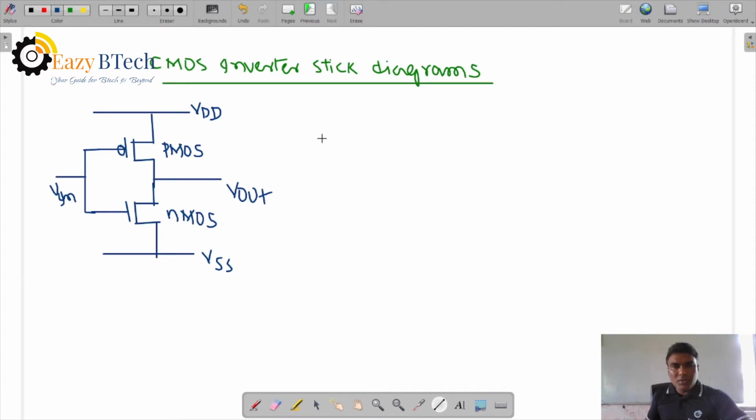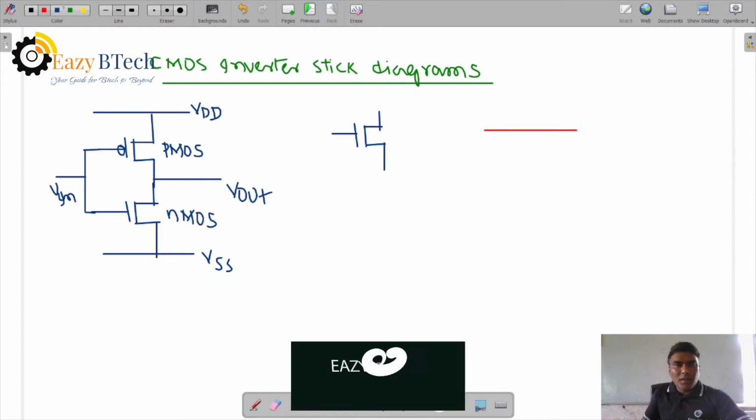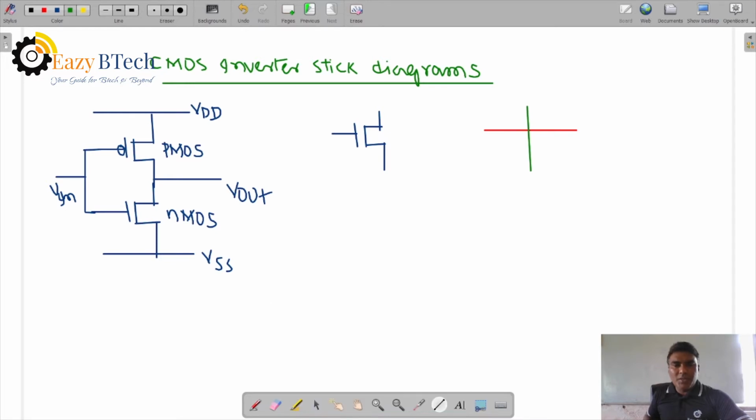First, the NMOS stick diagram: red over green. Polysilicon is the gate, shown in red, and green is the N plus diffusion. The basic layers are N plus diffusion for NMOS and P plus diffusion for PMOS. Now there is a gate, drain and source. This is the NMOS enhancement transistor.